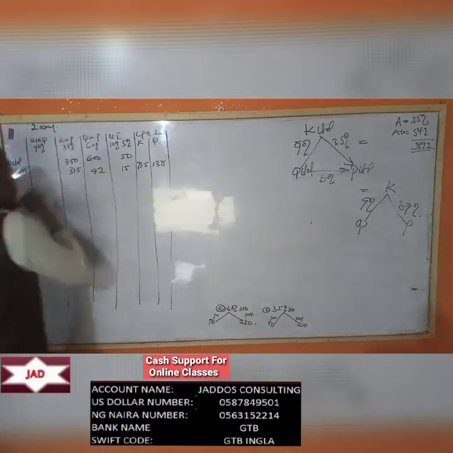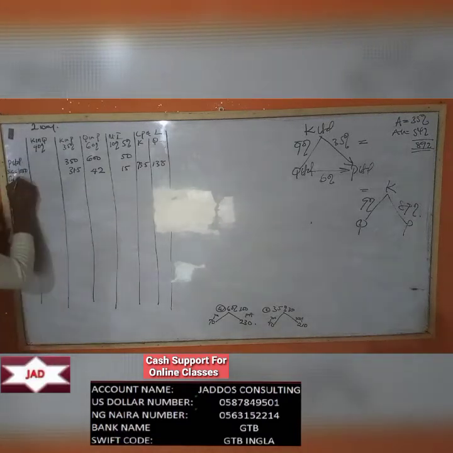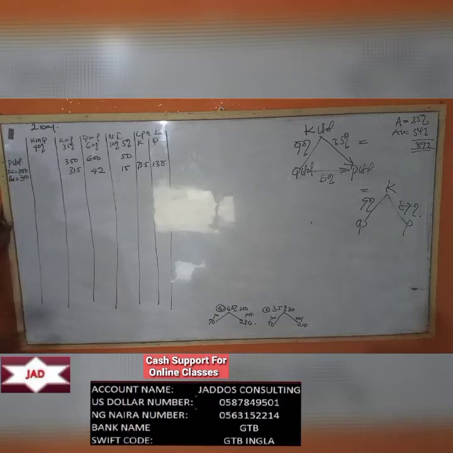So let's add up this and see what we get. So we have 138 plus 73.5 plus 15 plus 42 plus 31.5. That's 300. Of course, it's cool there. Okay, that's for P.